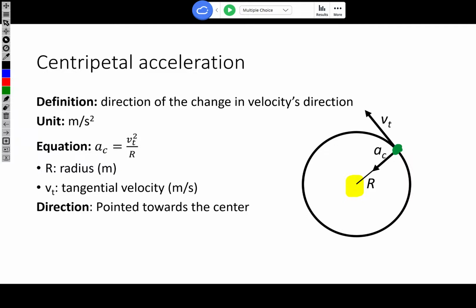All right, but very, very, very important: it's always pointed towards the center. Centripetal acceleration is always pointed towards the center.